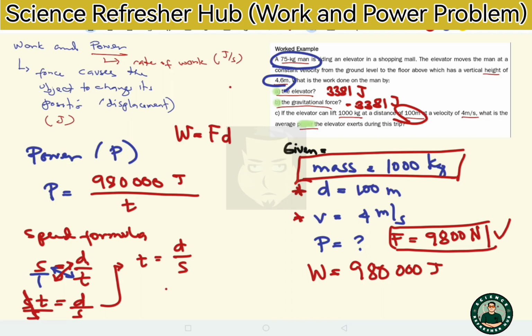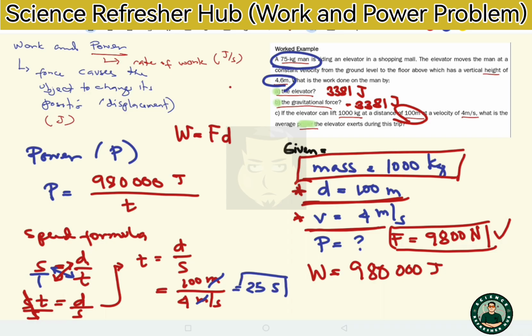Okay, so we can get the time now. Distance or displacement, that's 100 meters. And then we have speed or velocity, that's 4 meters per second. Okay, we can cancel the units here, meters and meters, so we have seconds left. So that's the unit of time. So 100 divided by 4, that's going to be 25 seconds. So this is going to be the time, 25 seconds.